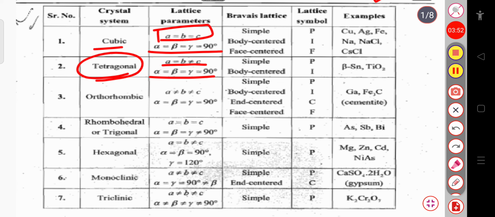For your orthorhombic structure, A not equal to B not equal to C, and alpha, beta, gamma are 90 degrees. In case of the rhombohedral or trigonal shape, the sides are A equal to B equal to C, and alpha equal to beta equal to gamma, not equal to 90 degrees. And for the hexagonal structure, A equal to B not equal to C, alpha and beta are 90 degrees and gamma equal to 120 degrees.